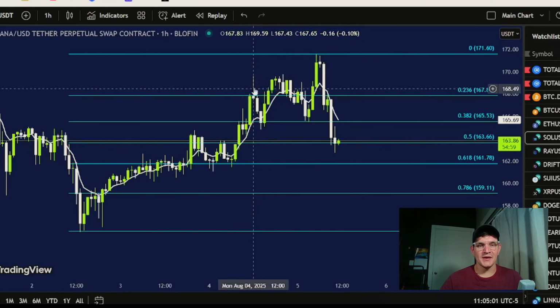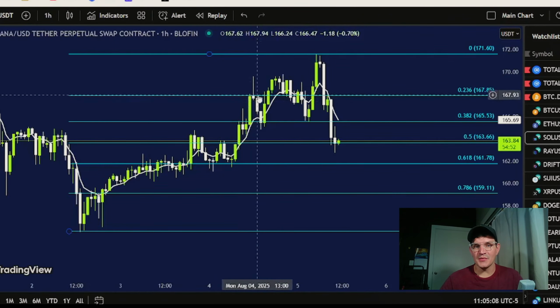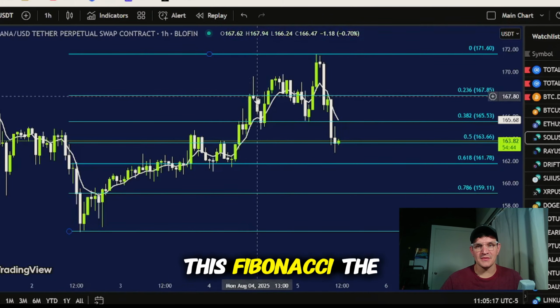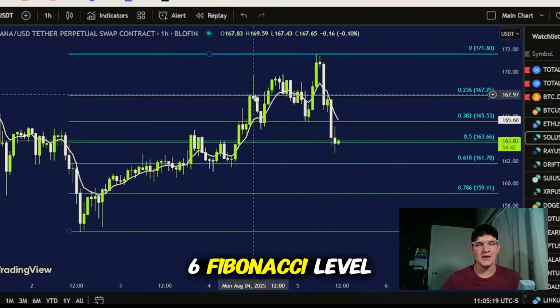Okay, so we ended up going up, but the bears ended up pushing it all the way back down and creating what's called pretty much a shooting star candle. A shooting star candle is a bearish candle pattern. And I would have shorted this right at this level, the 236 Fibonacci level right in here.